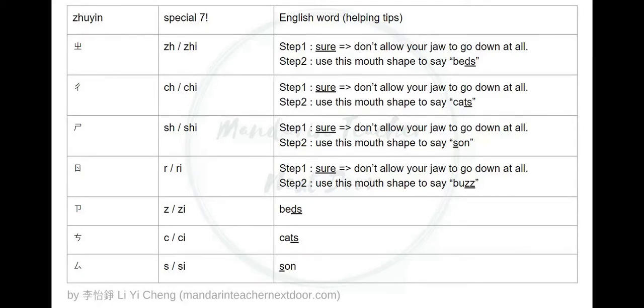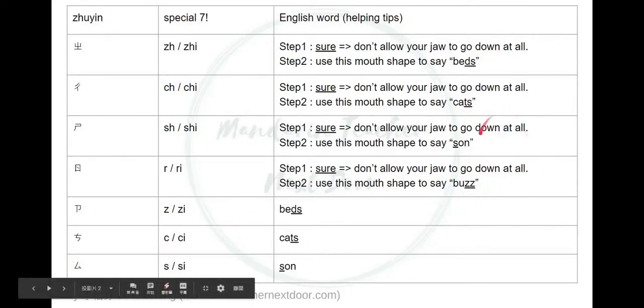So now, what did I mean when I say we will need these 3 pairs for the following pairs? Let's look at the first pairs here. 1, 2, 3, okay? Look at their step 2. It says use this mouth shape to say bats, the Z part. To say cats, the Z part. To say sun, the Z part. So it means to say the Z sound, to say the C sound, to say the S sound.